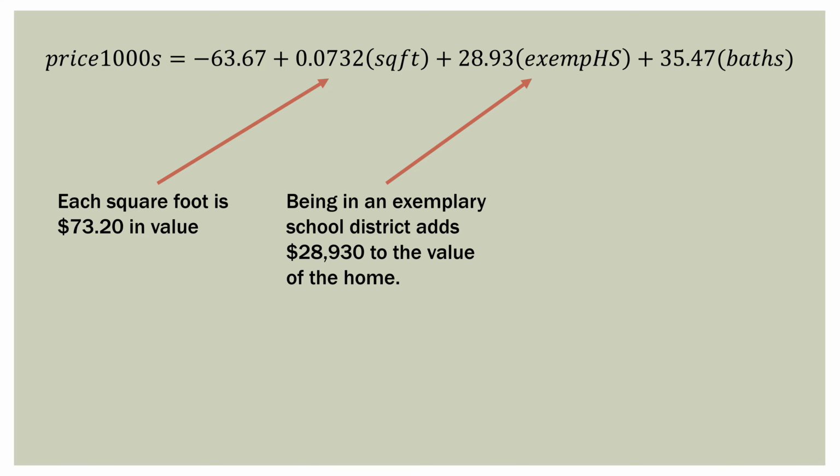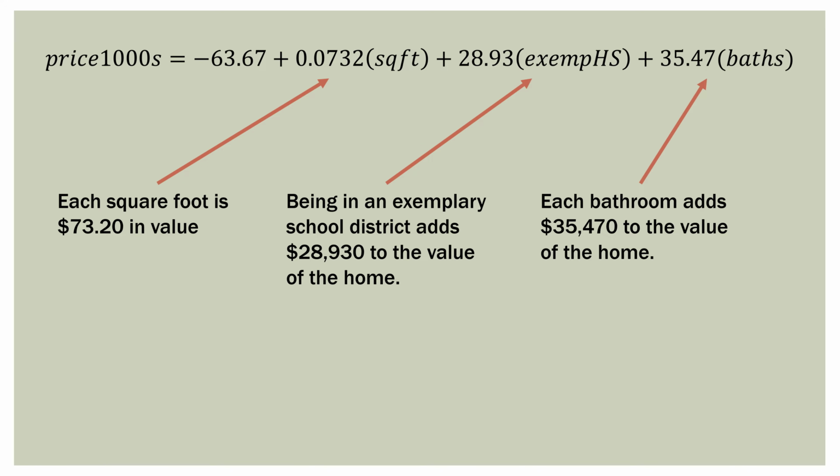What about exemplary high school? Well, that's an indicator variable. It's either 1 or 0. Either the home is in that kind of district, or it's not in that kind of district. If it's a 1, then we get that value. So being in an exemplary school district adds $28,930 to the value of the home. Then bathrooms is similar, but this is an actual number. So each bathroom adds $35,470 to the value of the home. And that's how we interpret our regression equation.